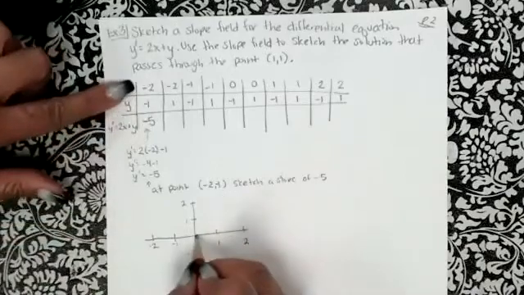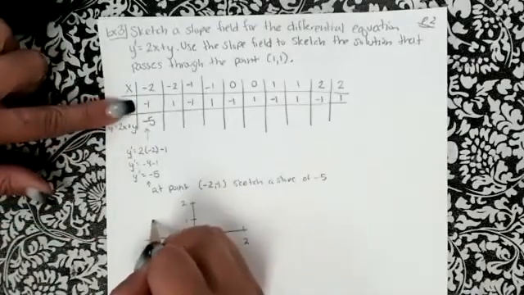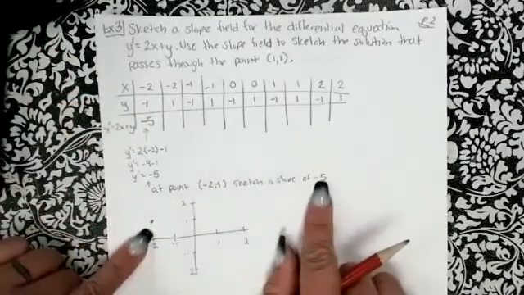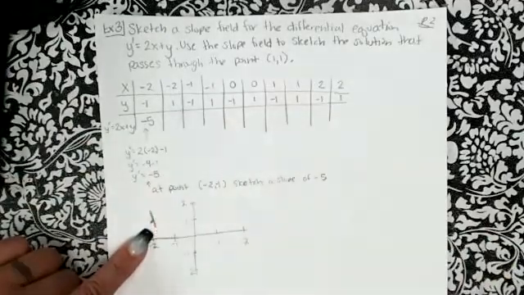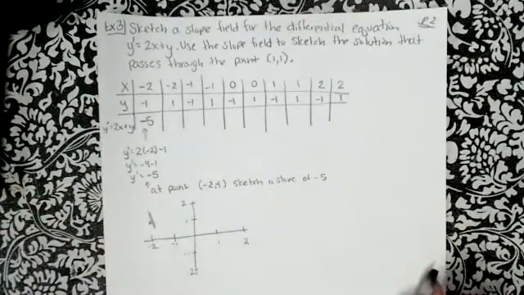So at the point x is -2, y is -1, which is right here. Now a slope of -5 just means it's going to be really steep like this. That's a slope of -5.